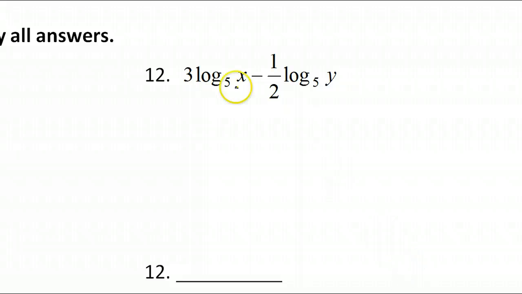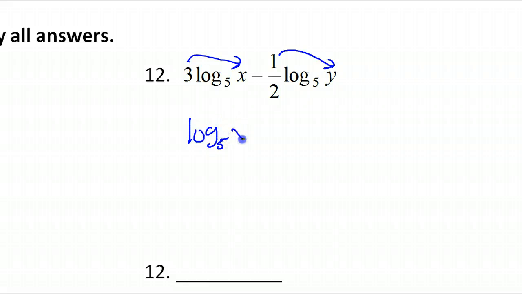Number 12. We're still condensing, so we're doing the same thing. These coefficients are going to become powers. So this is going to be log base 5 of x to the third power minus log base 5 of y to the 1/2 power. Remember that 1/2 power is the same as square root. So when you're condensing, you're going to want to make this a square root later.